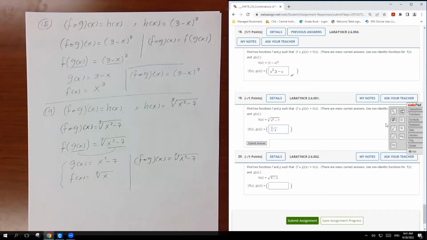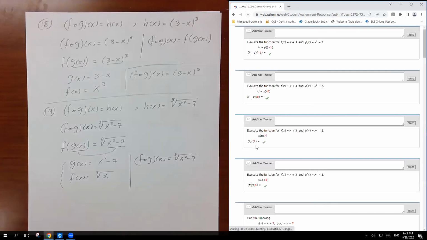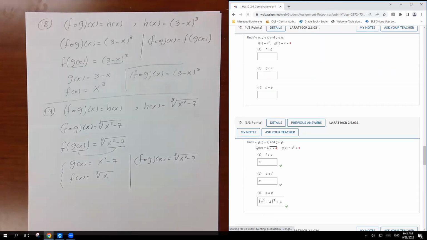and comma, g of x is going to be x squared minus 7. That's it for this one. And you're going to do exactly the same thing with example 20.